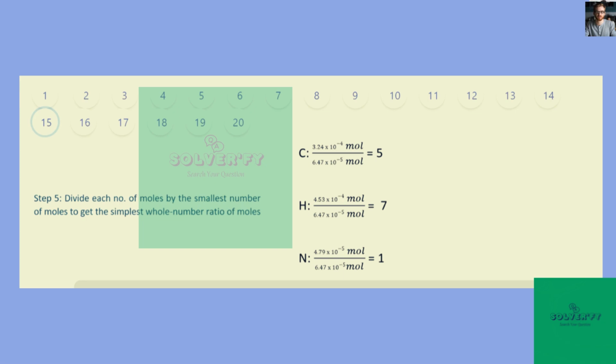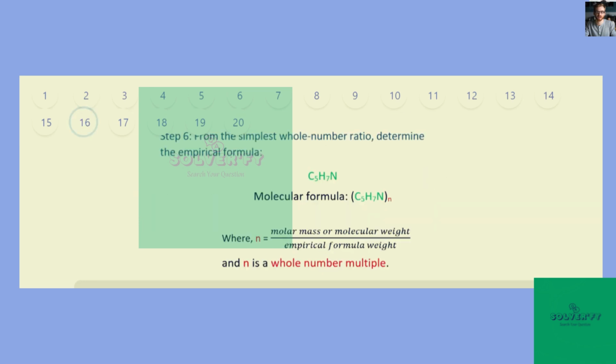So we divide each number of moles by the smallest one, and we get for carbon the ratio is 5, for hydrogen it's 7, and for nitrogen it's 1. So the simplest whole number ratio here is 5:7:1. And from here we can easily find out the empirical formula of nicotine. And here is our empirical formula, which is C5H7N. Since we had 5 carbon, 7 hydrogen, and 1 nitrogen in the simplest whole number ratio, that's why this is the empirical formula of the nicotine.